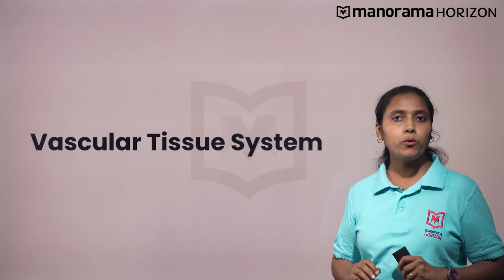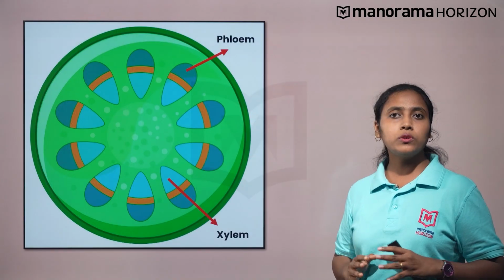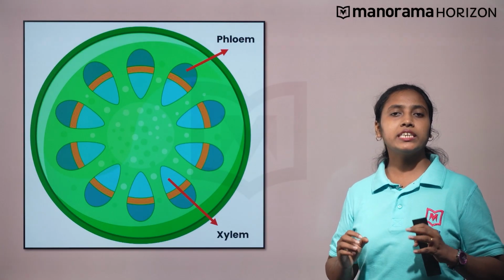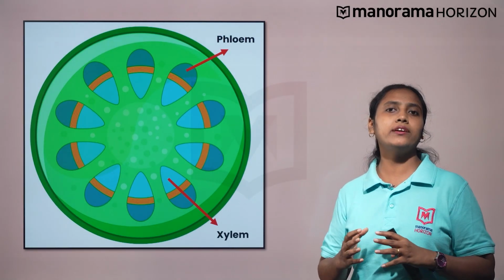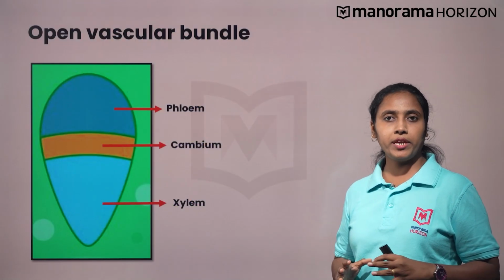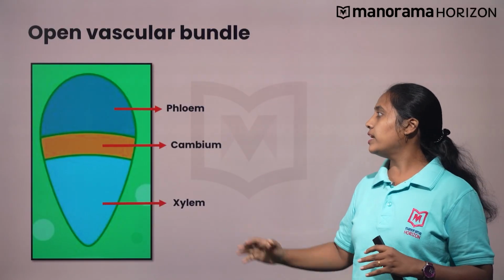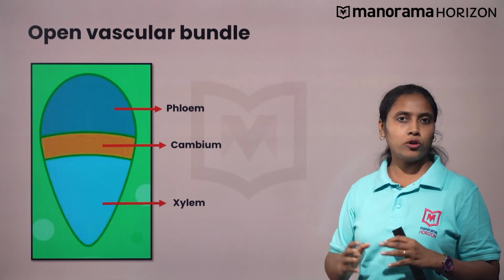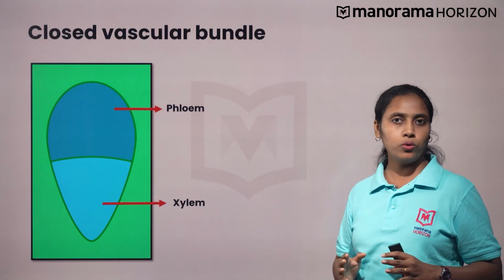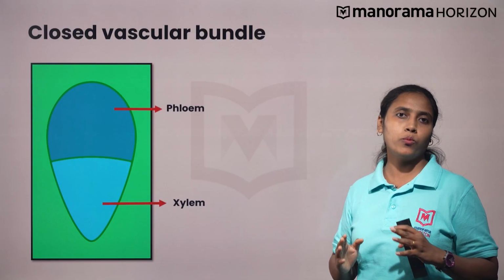The last type of tissue system is the vascular tissue system. Vascular system is composed of complex tissues such as phloem and xylem. The vascular tissues bundle together to form a vascular bundle. These bundles can be open or closed depending on the presence and absence of cambium. If the vascular bundles possess cambium, they are open vascular bundles and can undergo secondary growth. These kinds of bundles are seen in dicots. If the vascular bundles do not possess cambium, they are closed and will not show secondary growth. This kind of vascular bundle is seen in monocots.